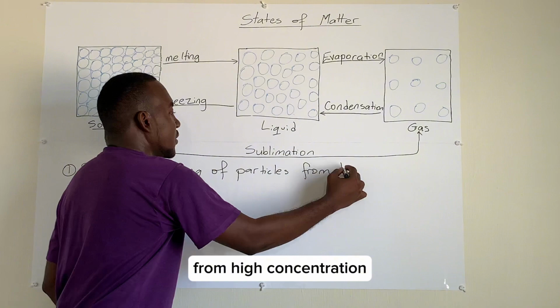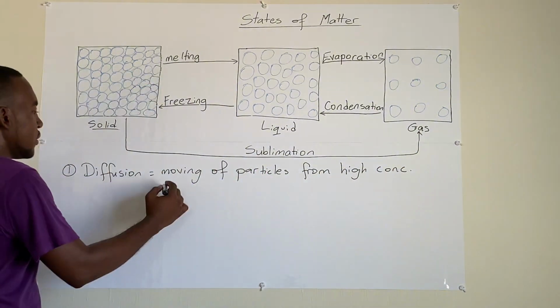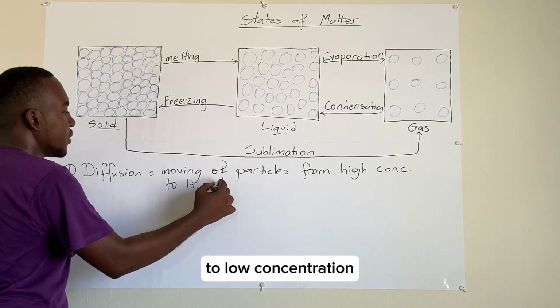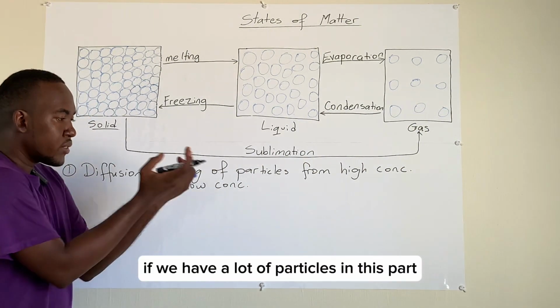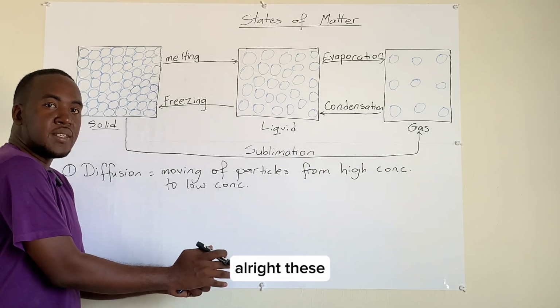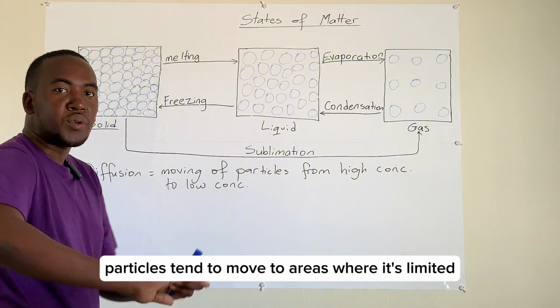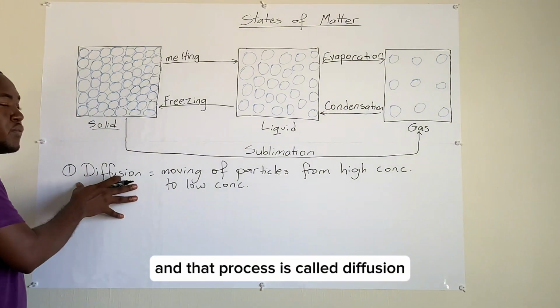from high concentration to low concentration. And what this means is, if we have a lot of particles in this part, right, these particles tend to move to areas where it's limited, right? And that process is called diffusion.